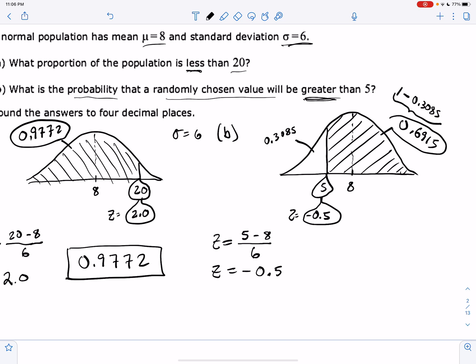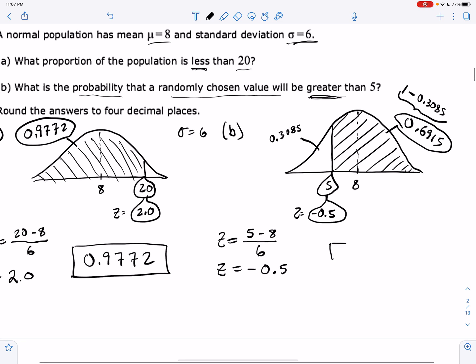That's the area to the right of 5, or the z-value of negative 0.5. So our answer for problem B is 0.6915.